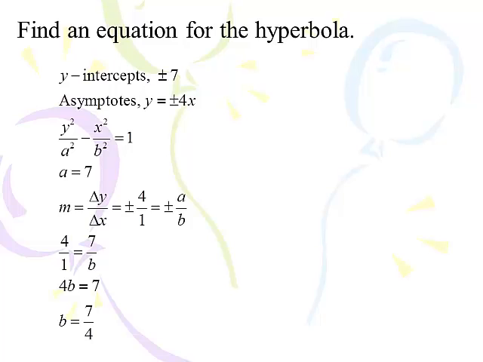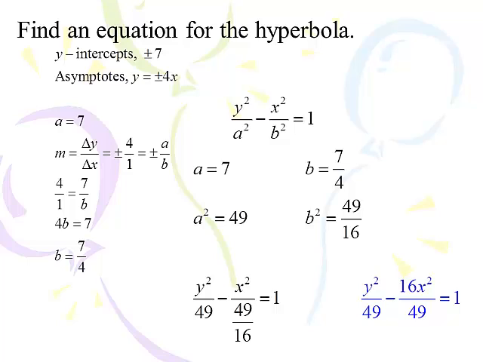So my asymptotes are going to be in the form of plus or minus A over B, because underneath the y I see an A, and underneath the x I see a B. And since my A is 7, I'm going to set 4 over 1 equal to 7 over B. Cross multiply, and B comes out to be 7/4. So A is 7, and B is 7/4. Just got to square them, and I'm done. So A squared will be 49, B squared will be 49/16.